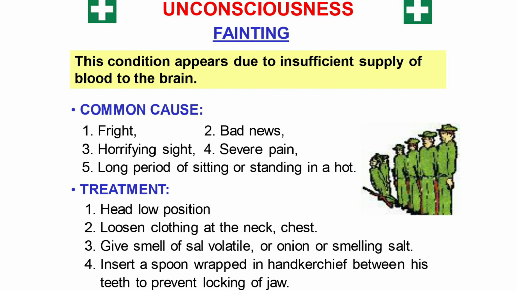Fainting: this condition appears due to insufficient supply of blood to the brain. Common causes: 1. Fright. 2. Bad news. 3. Horrifying sight. 4. Severe pain. 5. Long period of sitting or standing in a hot place.